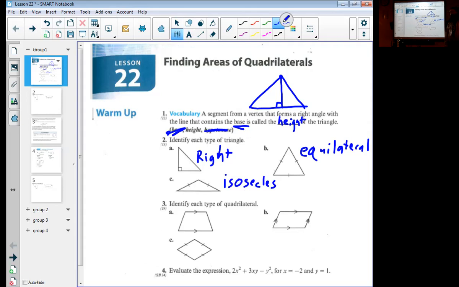Number 3 is asking us to identify each type of quadrilateral. Here we have two sides that are parallel. That gives us a trapezoid. B, we have two sets of parallel lines. That means we have a parallelogram. And the last one, we have four sides that are all the same. We aren't told anything about the angles. So that means we have a rhombus.